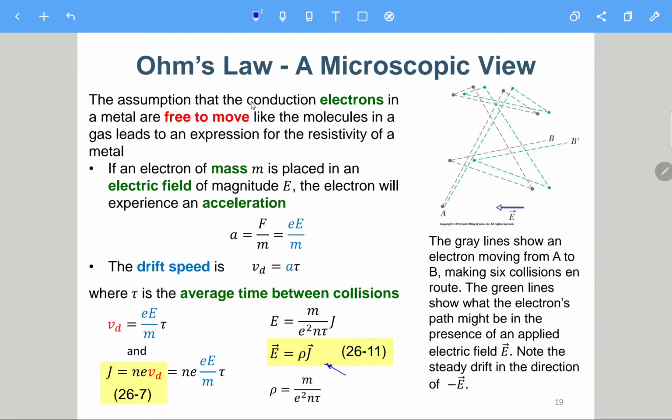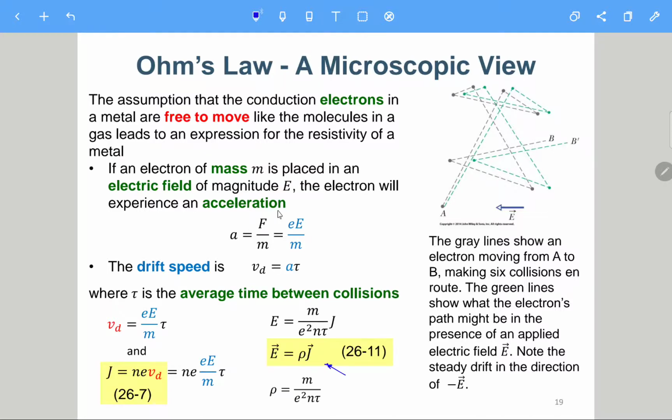So here we assume the conduction electrons in a metal are free to move, like the molecules in a gas, which leads to an expression for the resistivity. If an electron of mass m is placed in an electric field of magnitude E, the electron will experience an acceleration. We assume it is initially stationary, and then it starts to accelerate. According to Newton's second law of motion, we have a equals F over m.